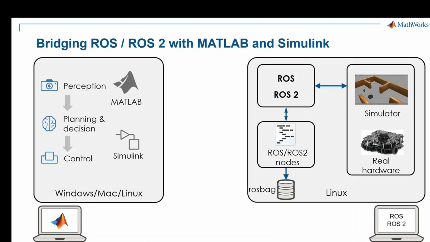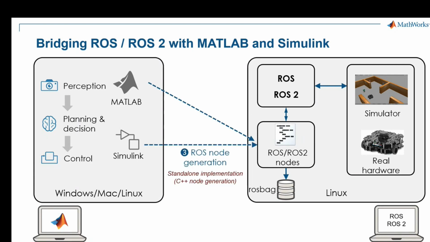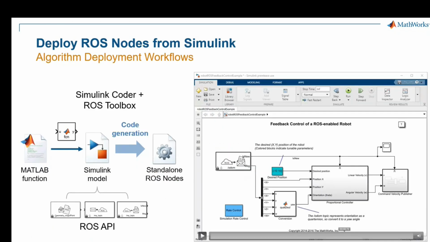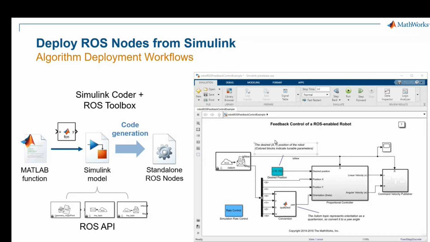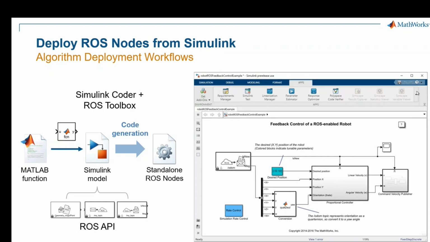So this is the phase of prototyping, where we can test simultaneously algorithms developed in MATLAB with the ROS environment. And the last phase, what we call deployment, is the ROS node generation, where we're going to generate C++ code that's going to be independent of MATLAB and that can be deployed to the ROS environment to run directly on the ROS machine or in the robot. Here is a small example for this.